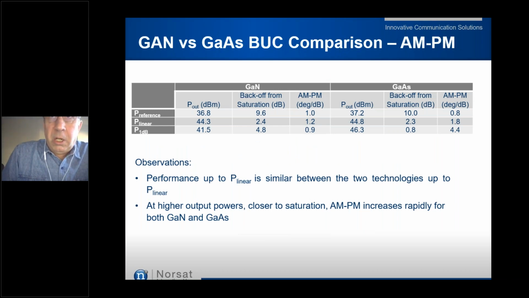So I guess the other nonlinear effect that we'll take a look at is AM to PM. And here you can see that at small signal, at the reference point, AM to PM is very similar between the GaAs and the GaN. At P linear, so roughly the same output back off, we're seeing AM to PM is actually a little bit better on the GaN device than the GaAs. And at P1 dB, as expected, the GaAs device is much closer to saturation, so the AM to PM is quite a bit higher.